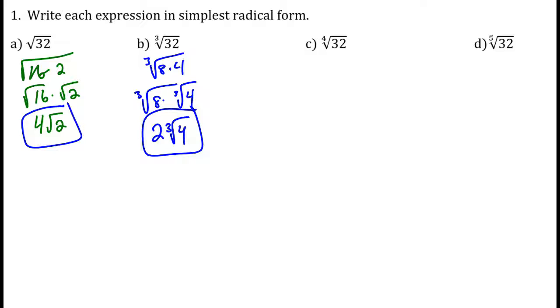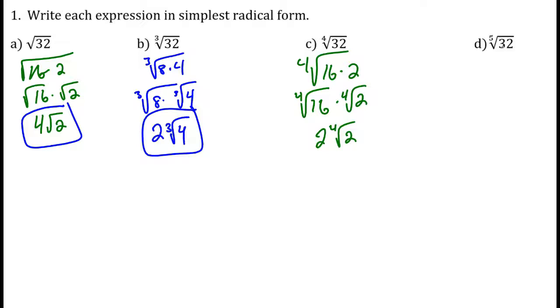What's the fourth root of 32? Well, what number to the fourth power is a factor of 32? Again, this happens to be 16 times 2. So I have the fourth root of 16 times the fourth root of 2. Well, what's the fourth root of 16? What number times itself four times is 16? That's 2 times 2 times 2 times 2. So I get 2 fourth roots of 2.